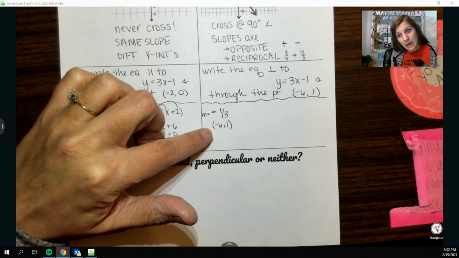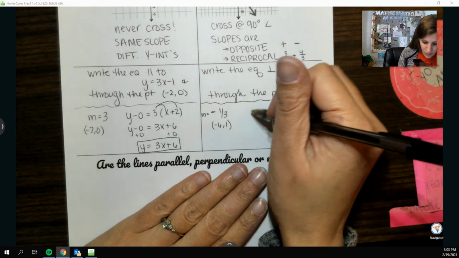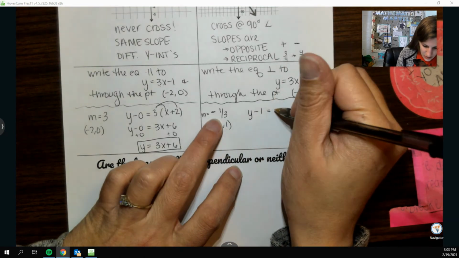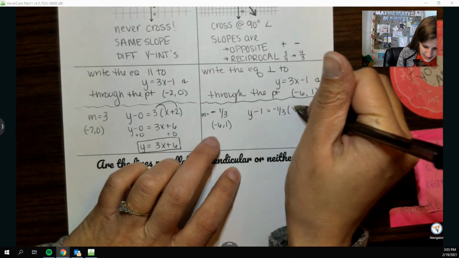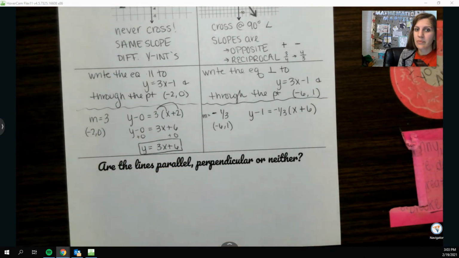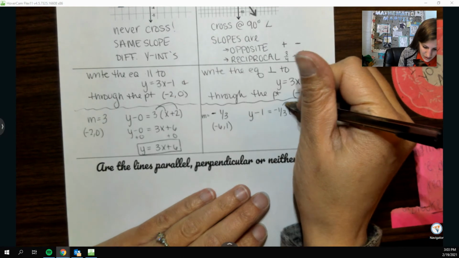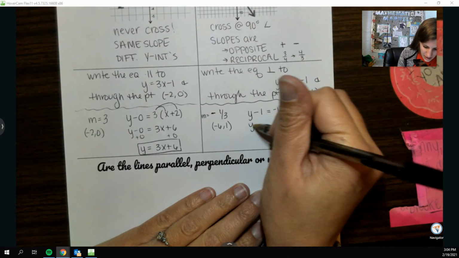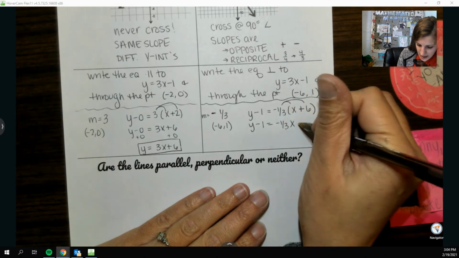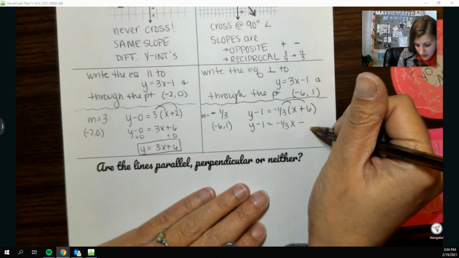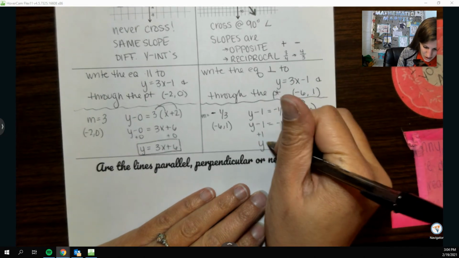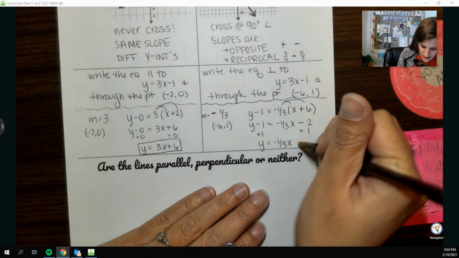So again, because they give me a point and slope, I'm going to put it in point slope form. So y minus the y equals m parenthesis x minus the x, which is a double negative, so plus. And then we want to distribute so that we can put it in y equals mx plus b. So we'll have -1/3 x, and then a negative times a positive is a negative. 1/3 of 6 is 2. And then get y alone by adding 1. So y equals -1/3 x minus 1.